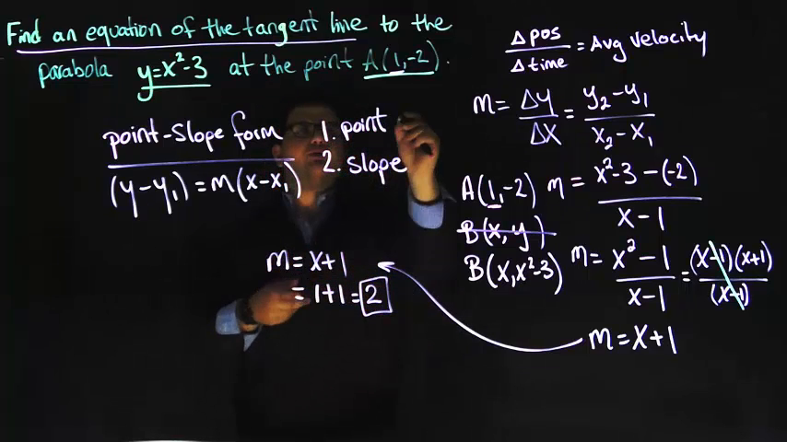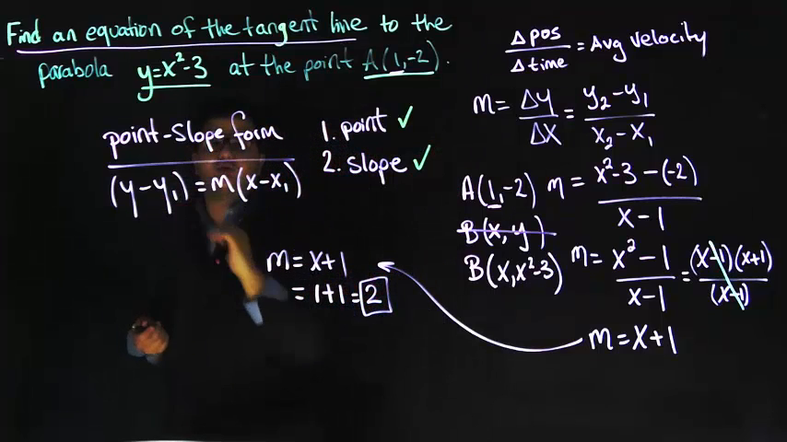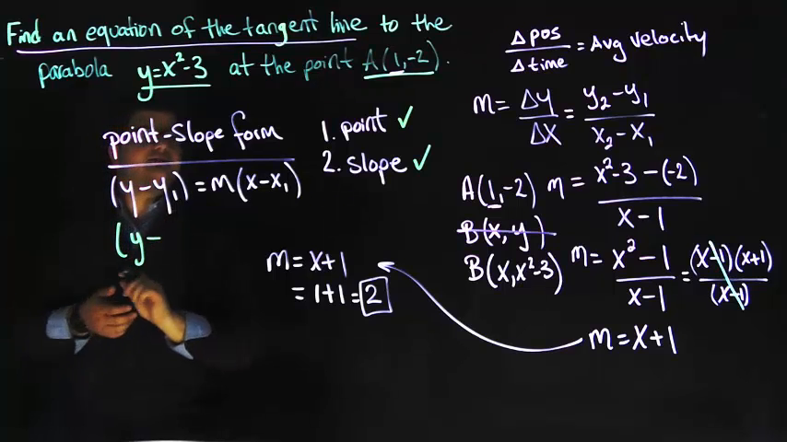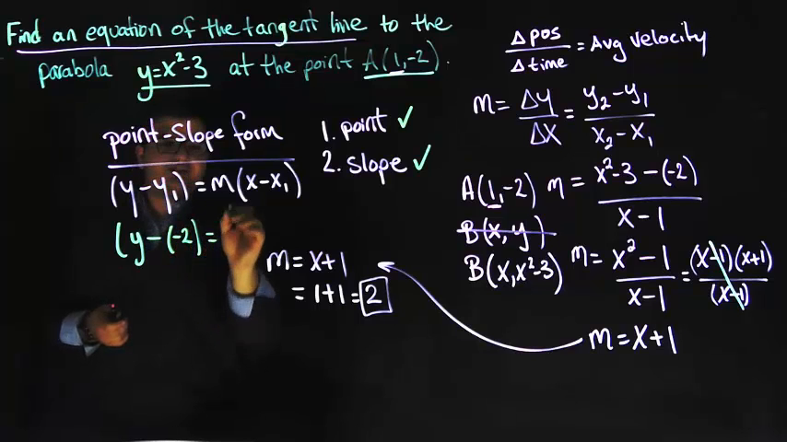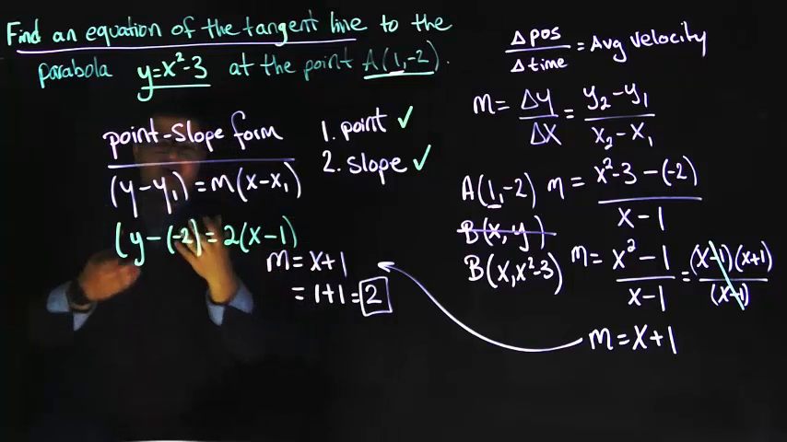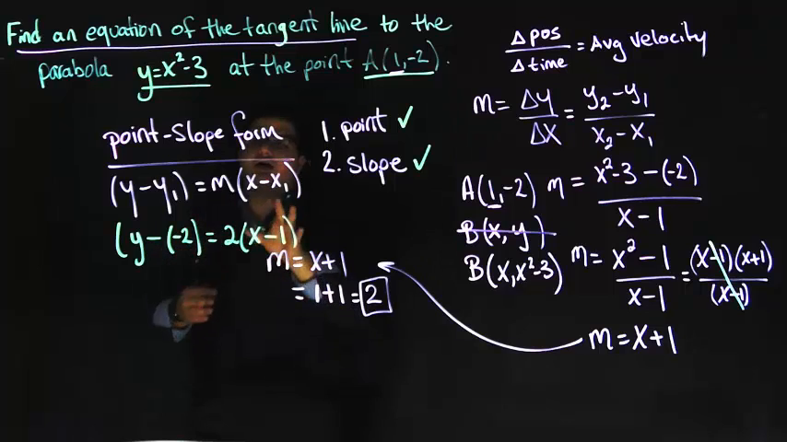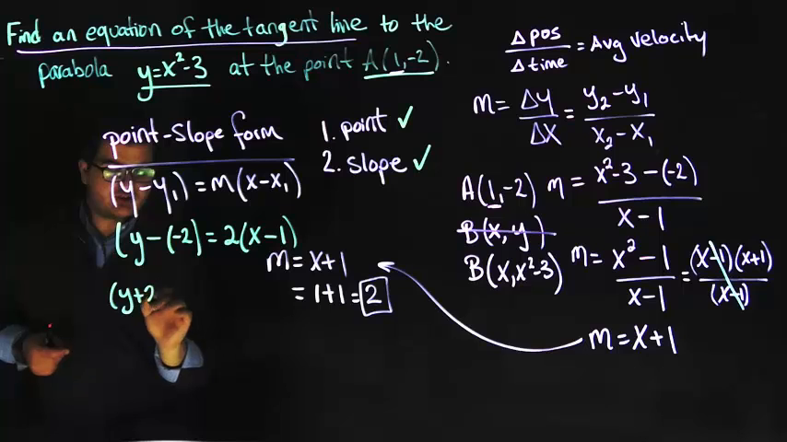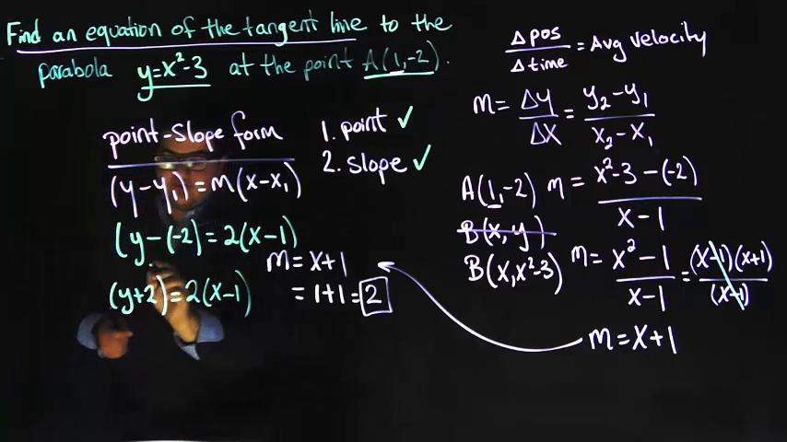Now I have my point, now I have my slope, so I can combine it into my point-slope form equation, and that turns into y minus my y1 value, which is negative 2, equals my slope, 2, times x minus 1. And you can take this form and put it into different forms, but usually for the tangent line, point-slope form works out very nicely. Simplifying this, I get y plus 2 is equal to 2 times x minus 1. And this is your answer.